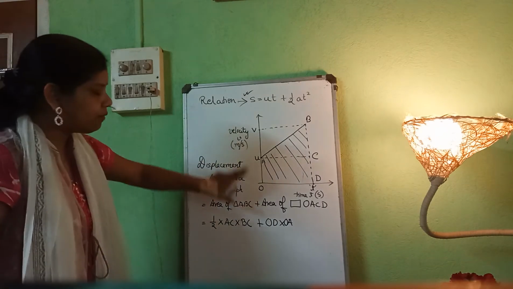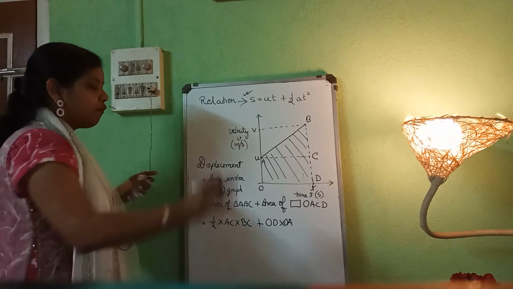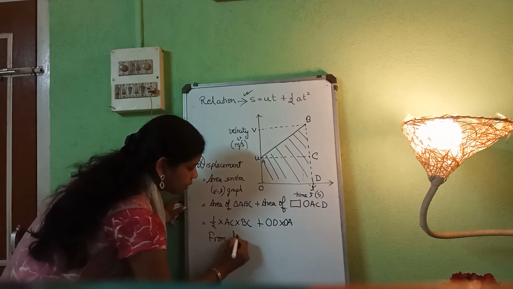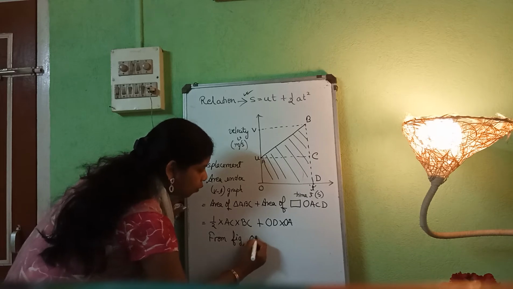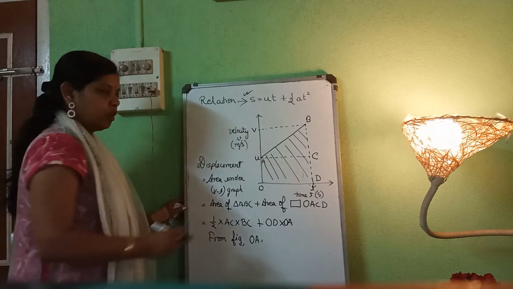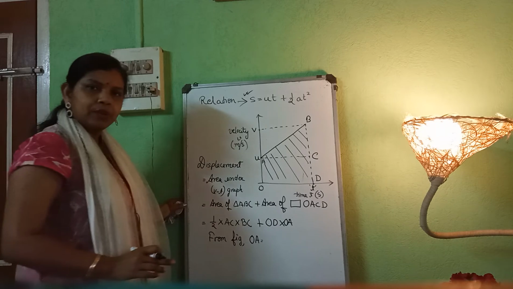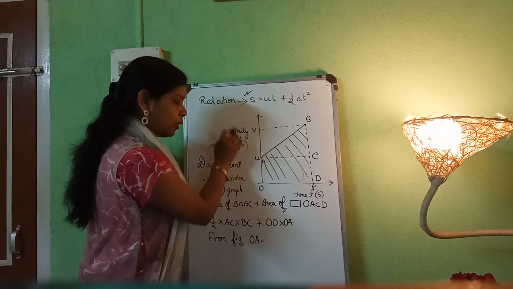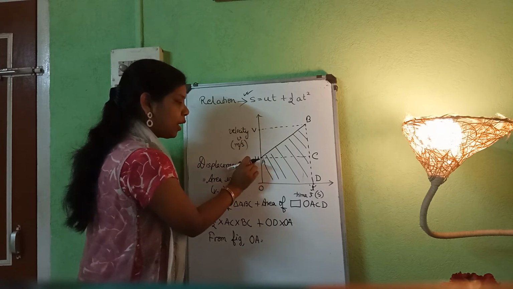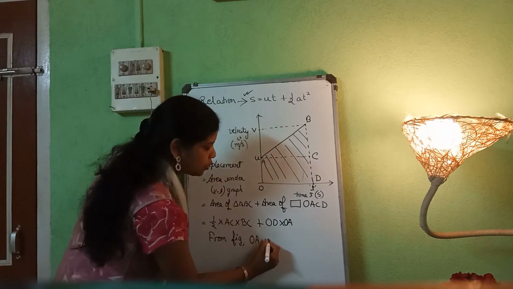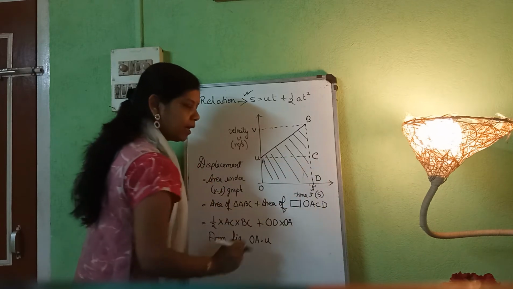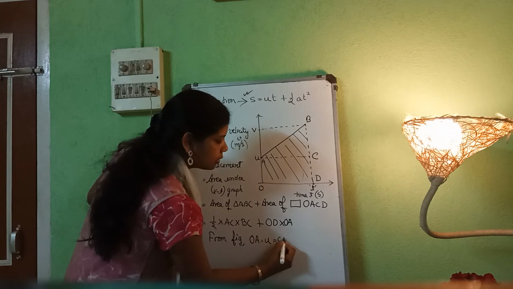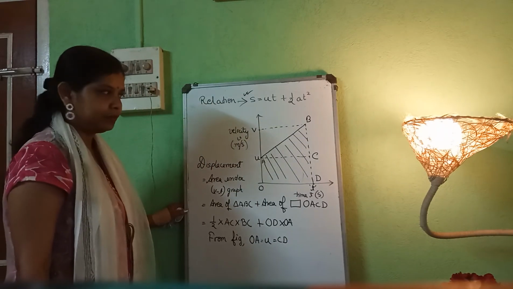Now from the figure, what is the value of OA? We are plotting velocity, so OA means U. OA is equal to U. Since I have drawn this perpendicular and these two lines are parallel, CD will also be U.